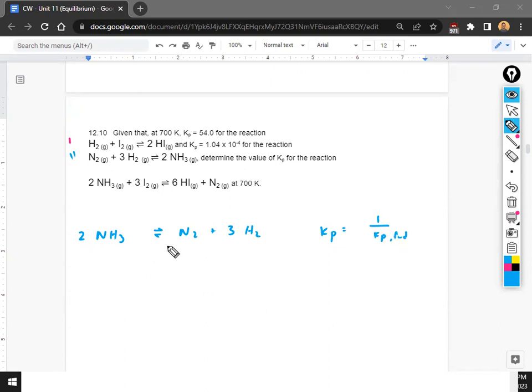Okay. All right. Next thing we're going to do is we are going to have to triple the first equation, the red one. So let's triple it. We're going to triple this right here. We're going to have to triple I2. And then that's going to make this 6 HI. And that's going to make our KP value. Yes, exactly. Took the words right out of my mouth.